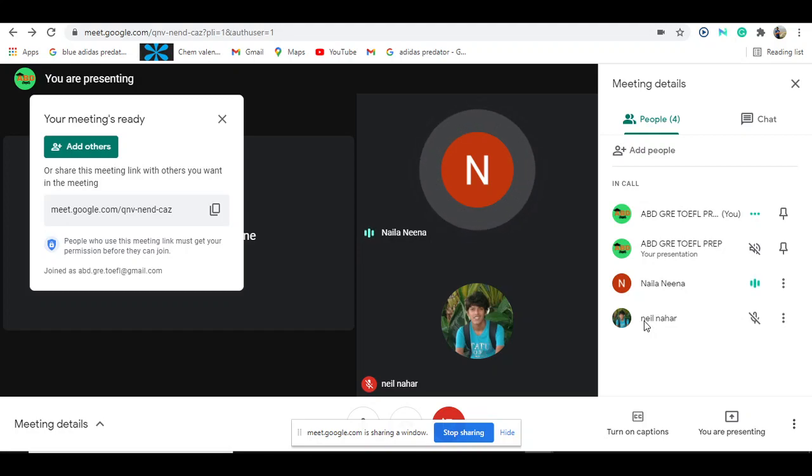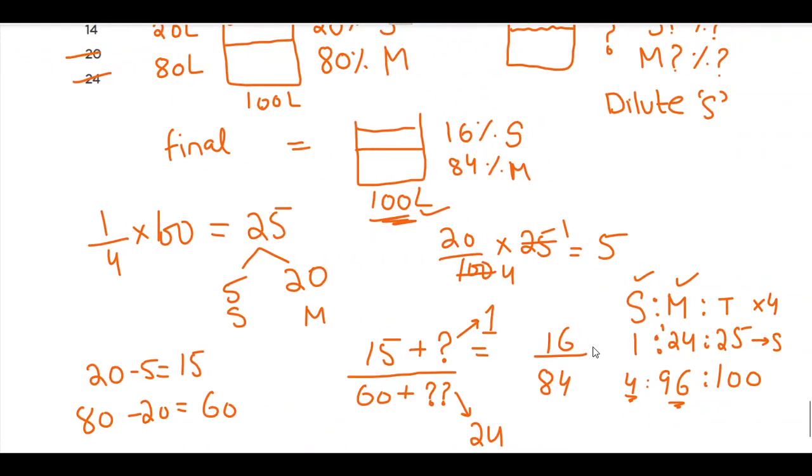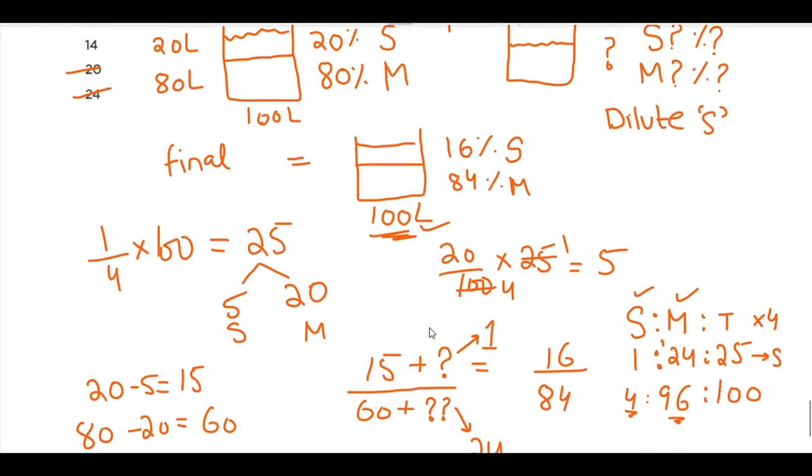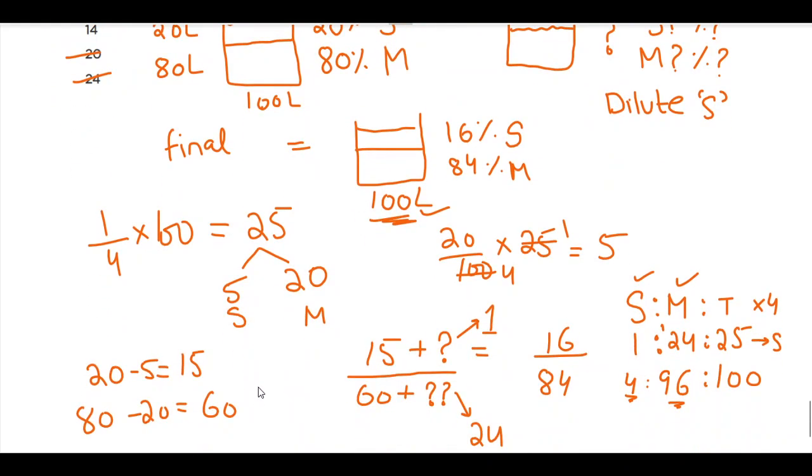Yes, but for this 25, did you use the same ratio like 80 and 20? I didn't get you. What was your question again? Like for 25, 1/4 of 100, we use the ratio like 5 Skittles and 20 M&Ms over here, because of the initial ratio 80 and 20? No, it's not because of the initial ratio.